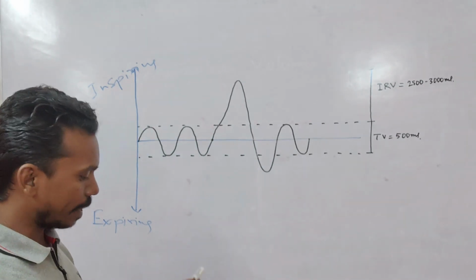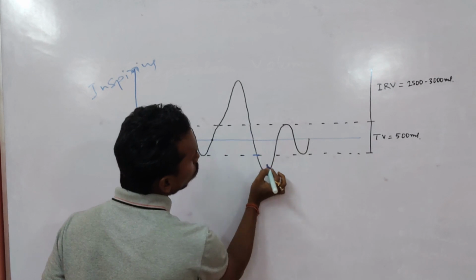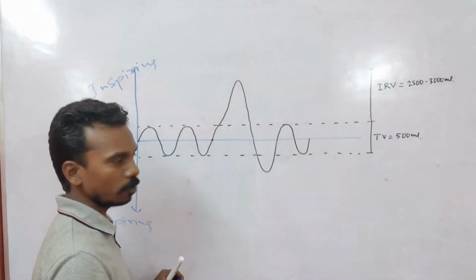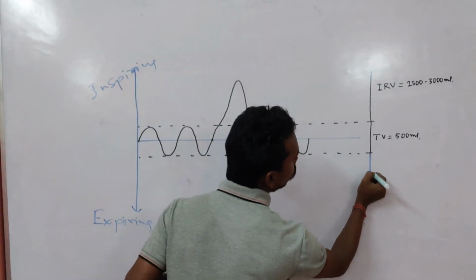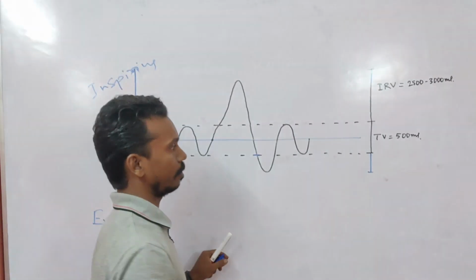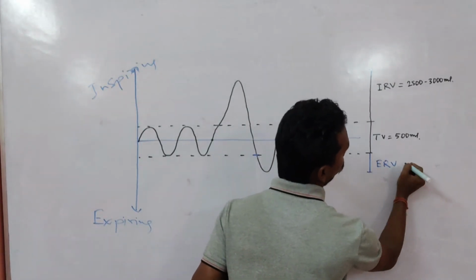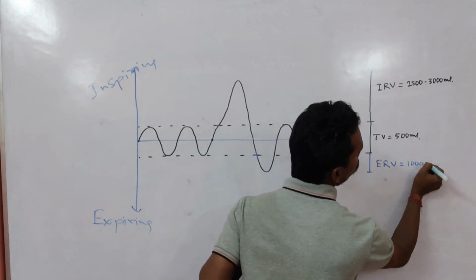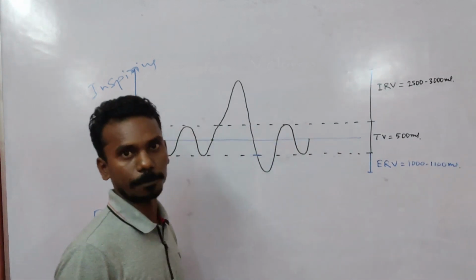If you see this expiration, after a normal expiration you go for a forceful expiration. This volume of the expiring air is called expiratory reserve volume. It accounts for approximately 1000 to 1100 ml of air.